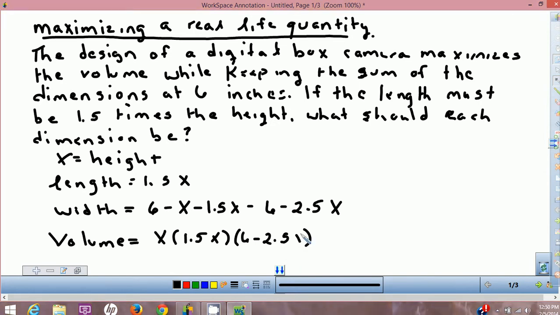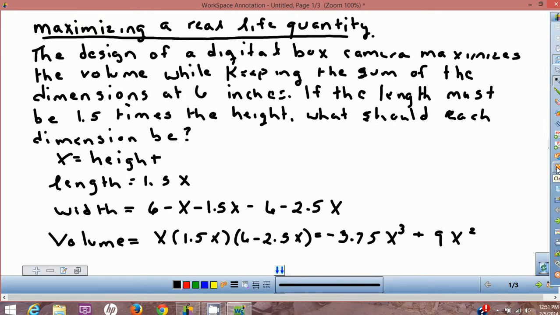You don't necessarily have to change this to standard form, but I'm going to do the distribution and change it to standard form. And in standard form, that gives me the equation negative 3.75x cubed plus 9x squared. If I just multiply all of that out, that is the equation of the polynomial for volume. So I want to maximize it. So what am I going to do with it? Well, the easiest way to find a relative minimum and maximum here is to graph this on your calculator.